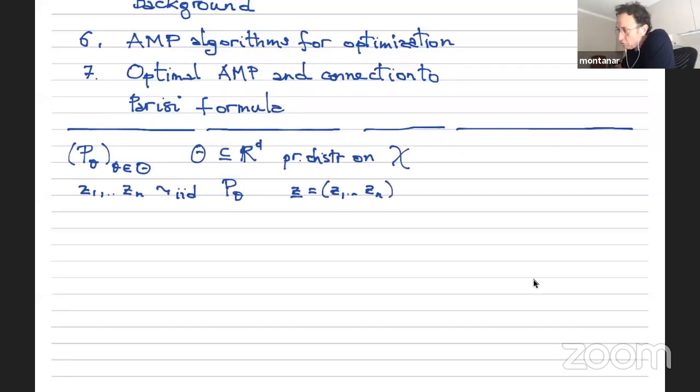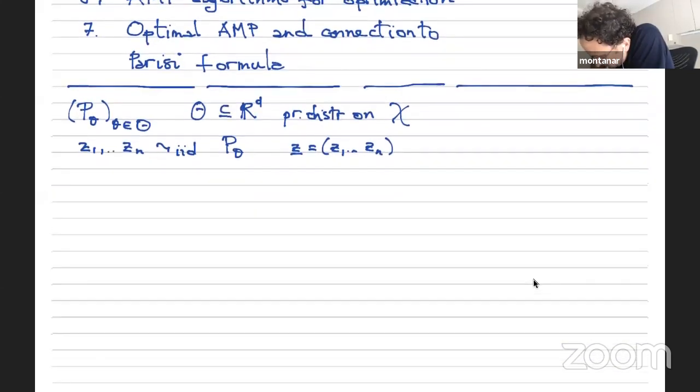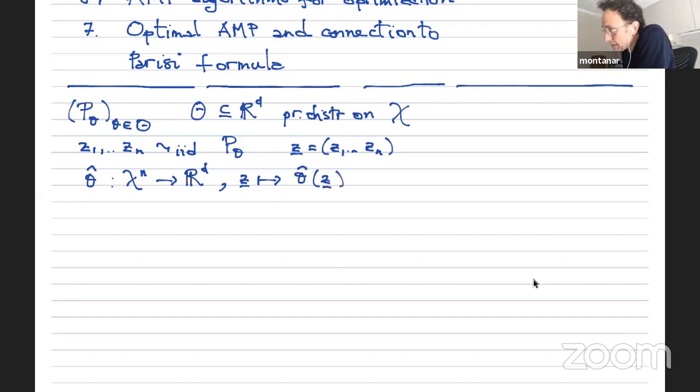And what do you want to do? Ideally, you want to come up with an estimator. An estimator is something that gives me an estimate of the parameter theta that was used to generate the data. This is a map from X^n to R^d that takes underline Z and spits out theta hat of underline Z. This is what an estimator is.